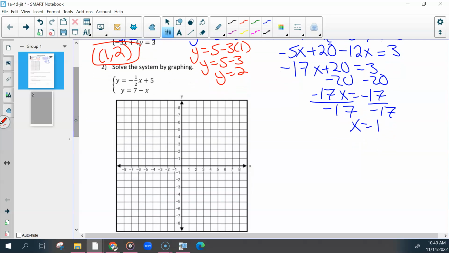Number 2, you just needed to solve by graphing. So I'm going to do that. Start at your y-intercept. The slope is negative, so up 1, left 2 as many times as possible. Fill up your graph.